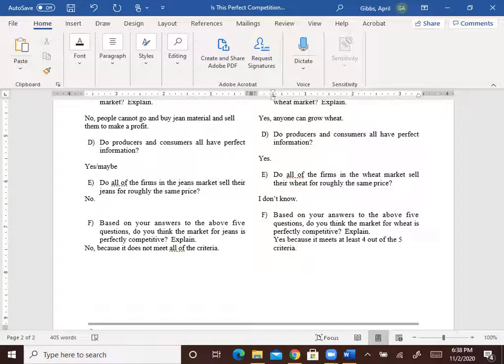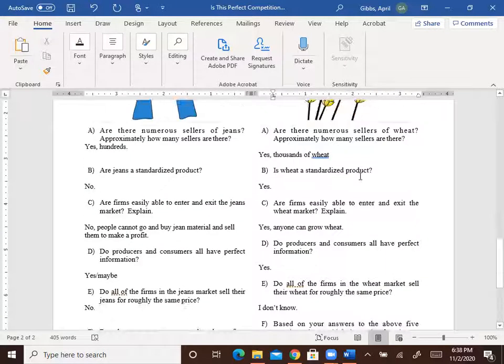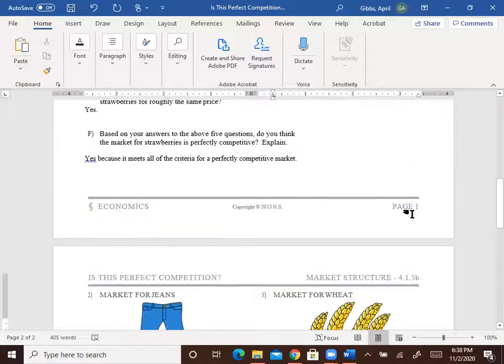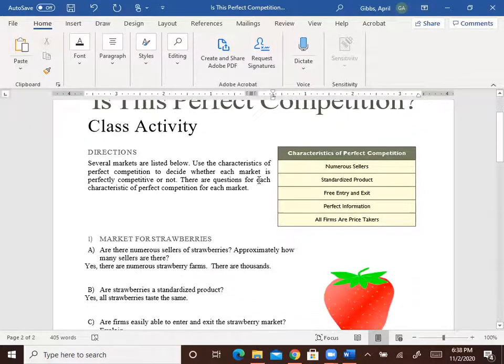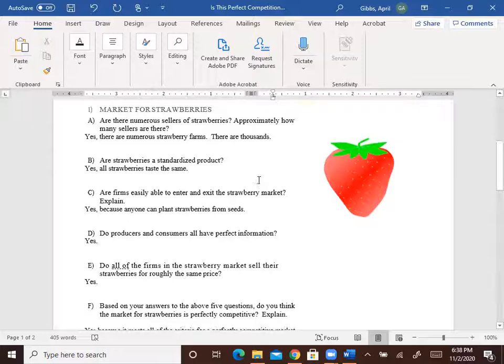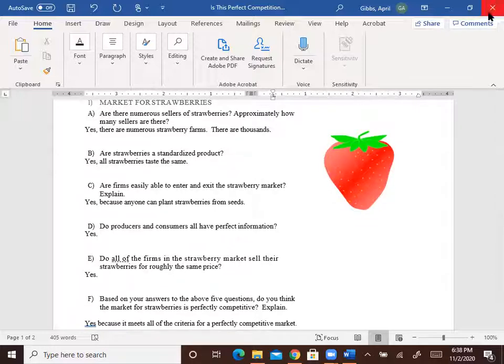Does this make sense? See, it's not too hard, right? So now this is the class activity. Make sure that you went along with us and save the information. You can use this to study for the test.